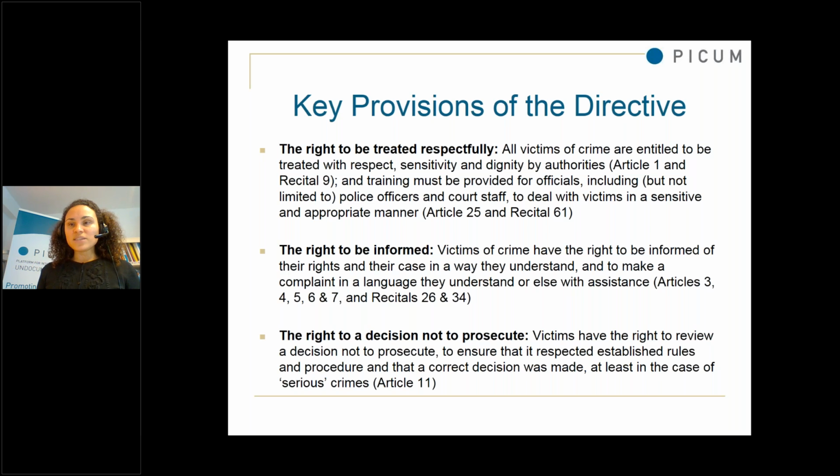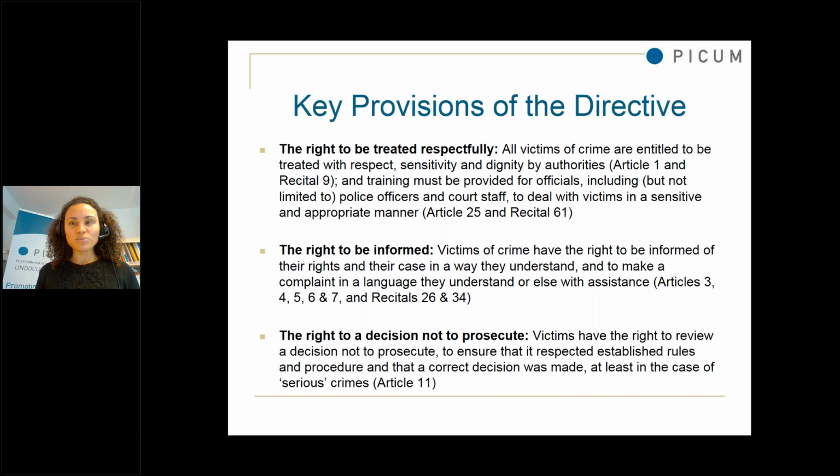Now, the third one that I've listed here is the right to review a decision not to prosecute. Under the Victims Directive, victims have the right to review a decision not to prosecute their case, to ensure that it respects established rules and procedures and that a correct decision was made.